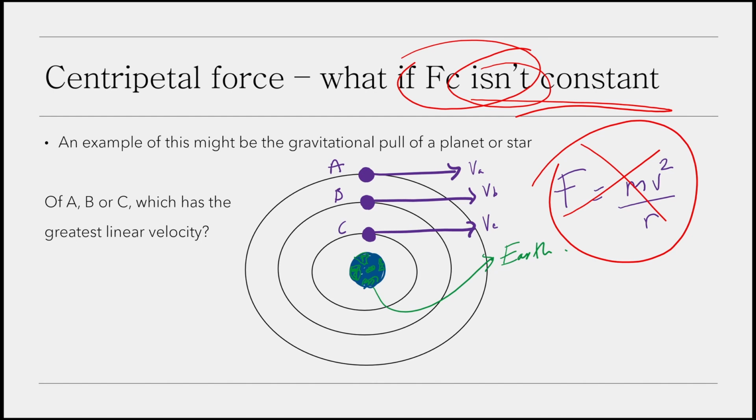We wouldn't say that A has the greatest centripetal force. Which one do you think it would be? If you think about this situation where we have the Earth, where is the gravitational attraction, which is providing the centripetal force in this case, going to be strongest? Well, it's going to be strongest here, right? The closer you get, the stronger it is. So in this case, it's actually C. That's an important differentiation to make, but you need to know both rules going forward.